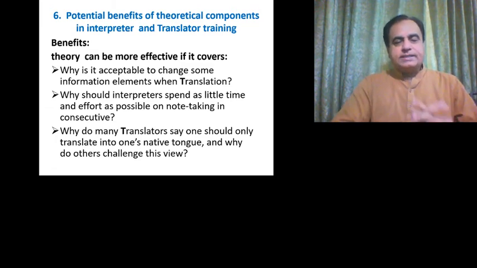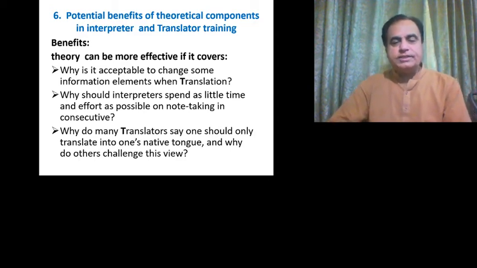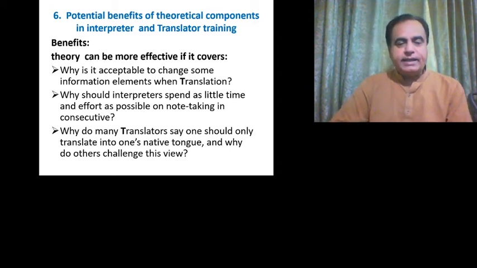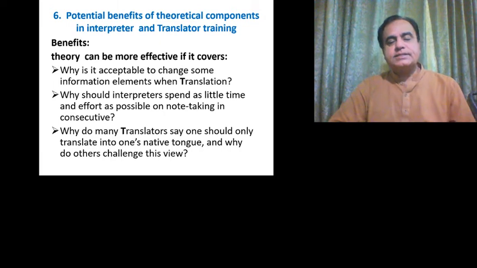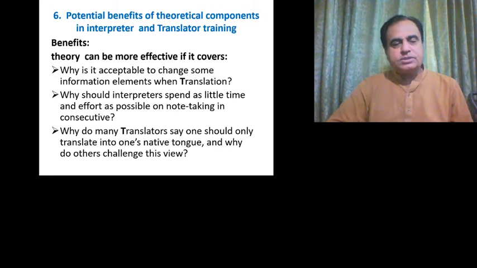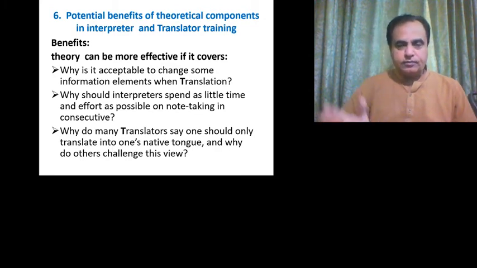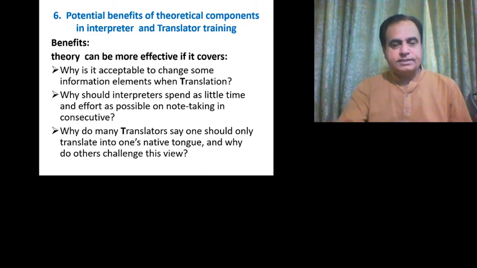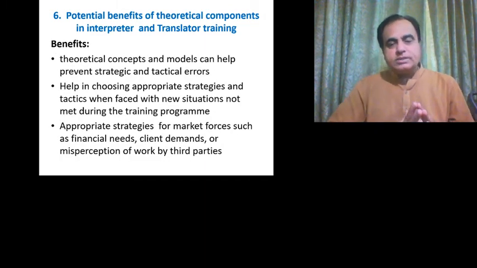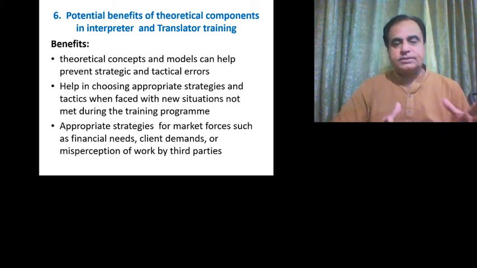Why is it acceptable to change some information elements when translating? Why should interpreters spend as little time and effort as possible on note taking in consecutive? Why do many translators say one should only translate into one's native tongue, and why do others challenge this view? All these questions actually revolve around the theoretical framework in the area of translation studies. Theoretical concepts and models can help prevent strategic and tactical errors, of course.